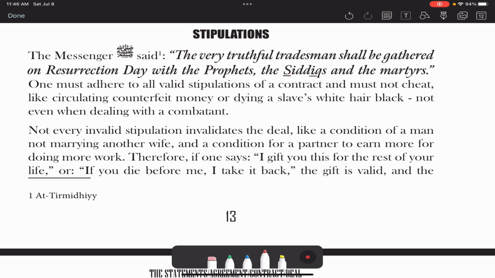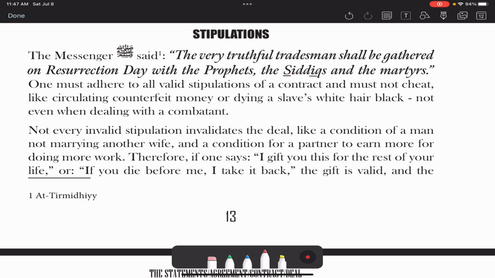The Messenger, sallallahu alayhi wasallam, said, "The very truthful tradesmen shall be gathered on resurrection day with the prophets, the siddiqs, and the martyrs." The siddiqs are an order of saints. One must adhere to all valid stipulations of a contract and must not cheat. You have to adhere to all valid stipulations of a contract.